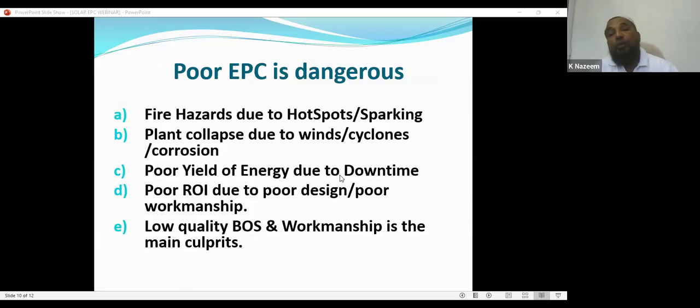Poor yield of energy due to downtime, as I've already explained to you, if the plant is down, then it's directly hitting your revenue. So many units of energy are lost due to downtime. So the uptime of the plant is a very, very important criterion for a profitable ROI. Poor ROI due to poor design and poor workmanship, already explained. Low quality of the BOS and workmanship are the main culprits, already explained to you.